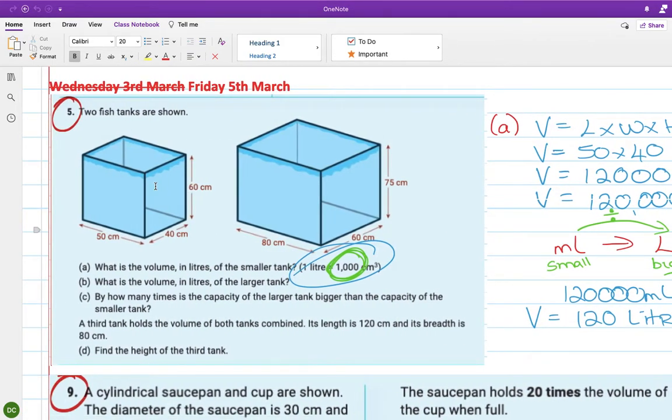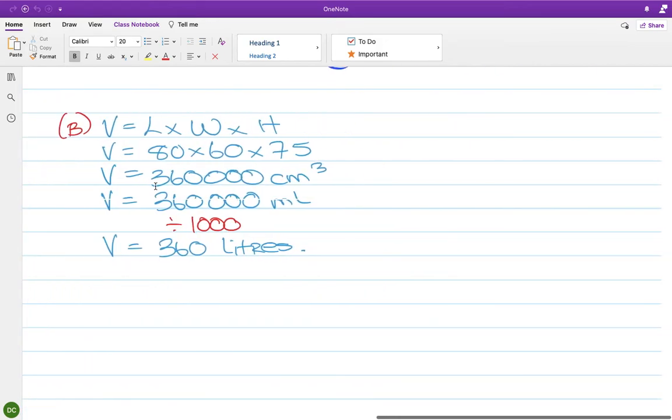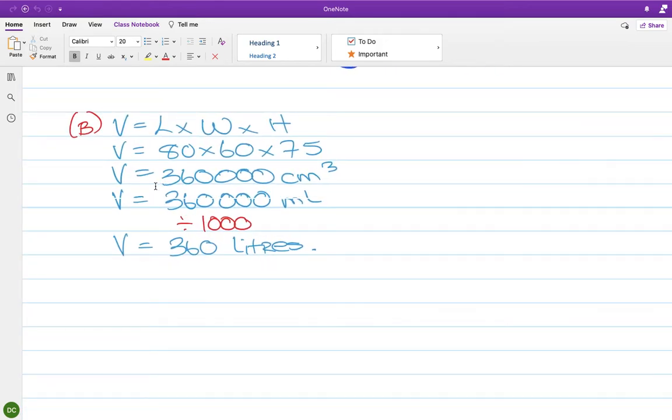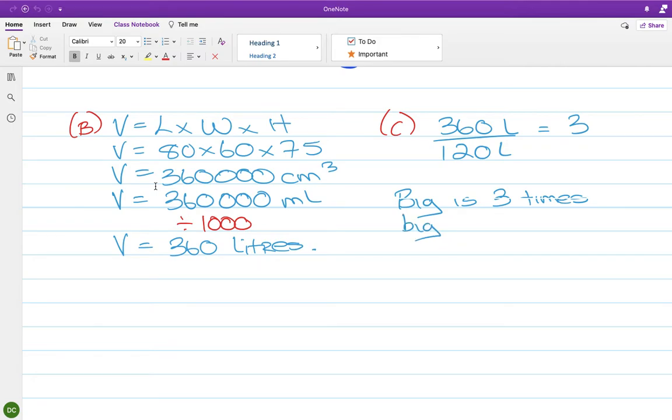Right. By how many times is the capacity of the larger tank bigger than the capacity of the smaller tank? So by how many times means I have to divide. So I do my 360 litres and I divide it by my 120 litres, and that gives me 3. So the big one is 3 times bigger than the small tank. Yeah?